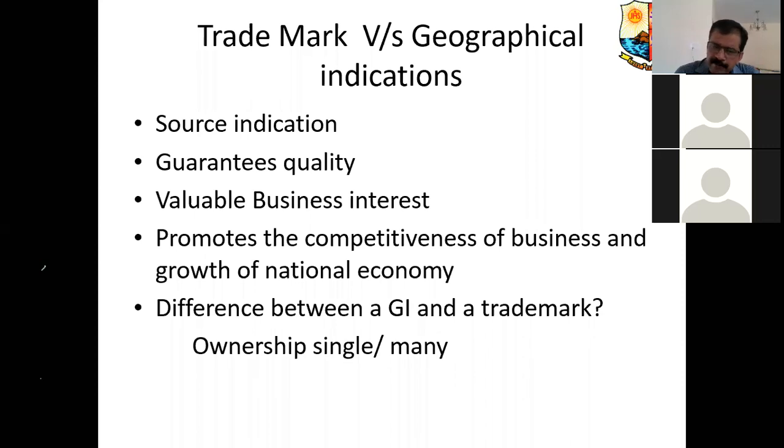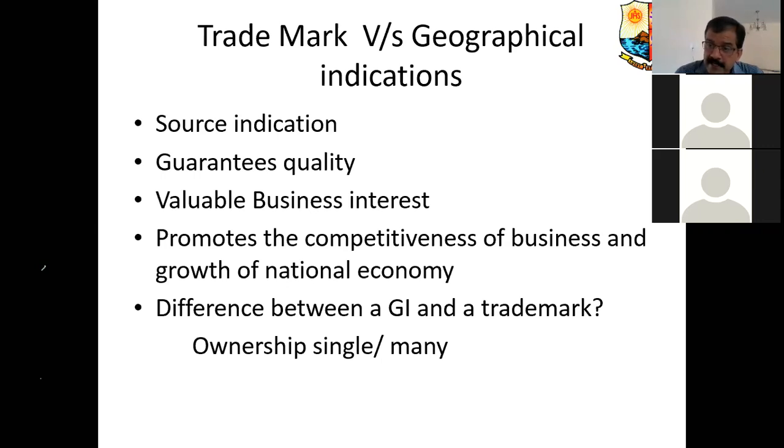Now, what is the small difference between GI and a trademark? There is a very, very small difference. The difference is in terms of ownership. When I say trademark, who is the owner of a trademark? That particular person or a particular company. He has got the exclusive right to manufacture it, sell it, whatever. But it is not the case in the case of GI.